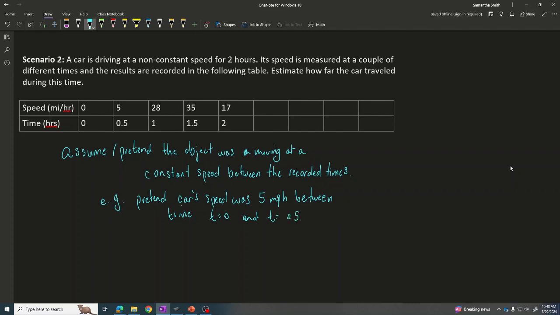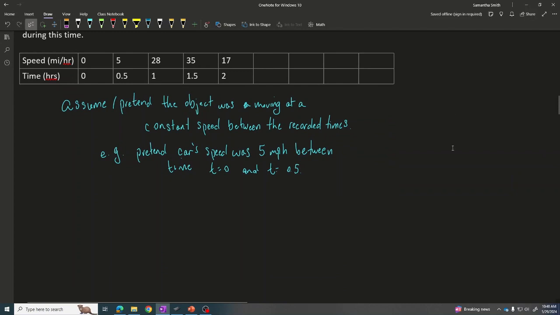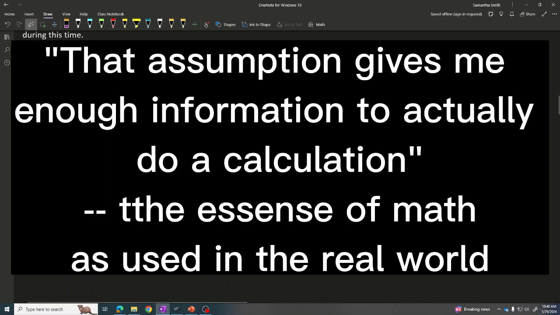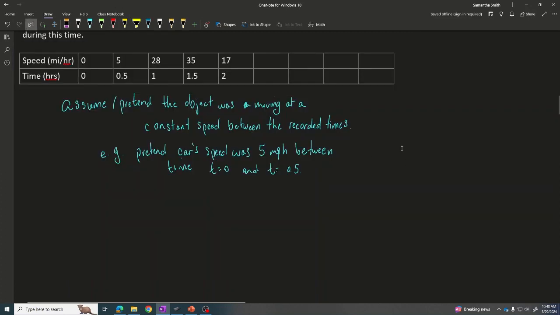I'm going to assume slash pretend that the object speed was a constant 5 miles per hour between time t equals 0 and time t equals 0.5. I'm going to do that because that assumption gives me enough information to actually do a calculation. If I make this assumption that the car's speed was constant between these two times, then I can calculate the distance traveled between these two times.